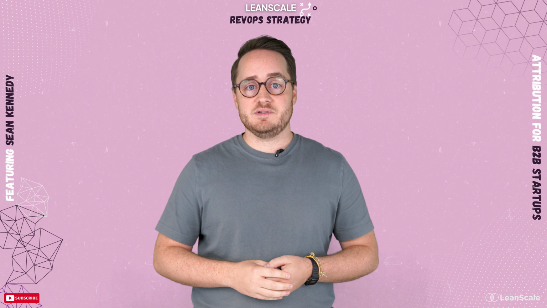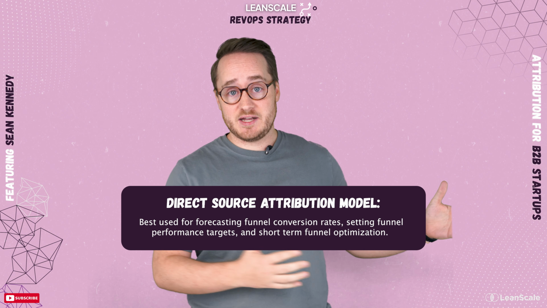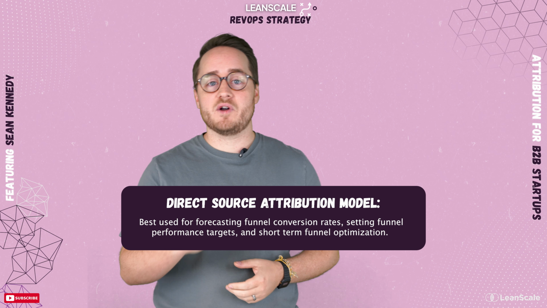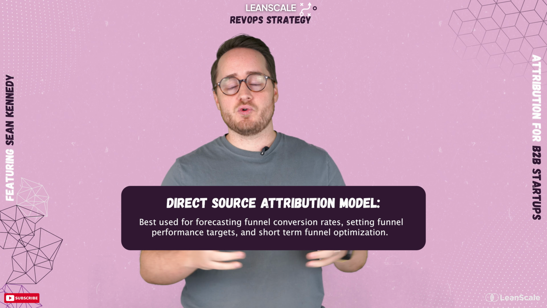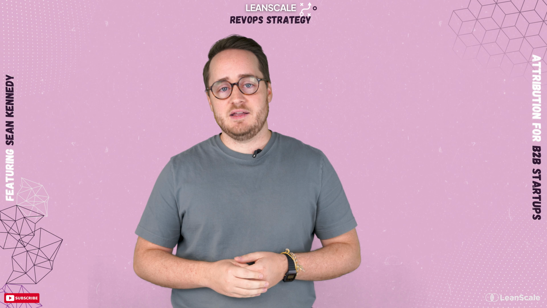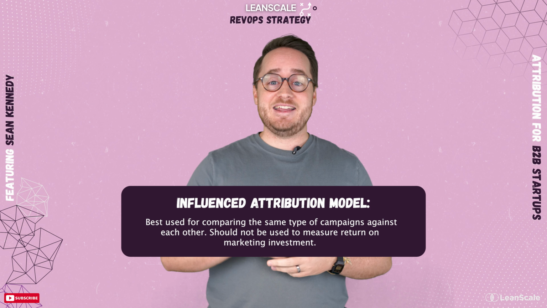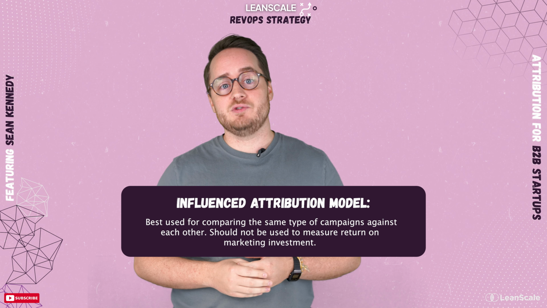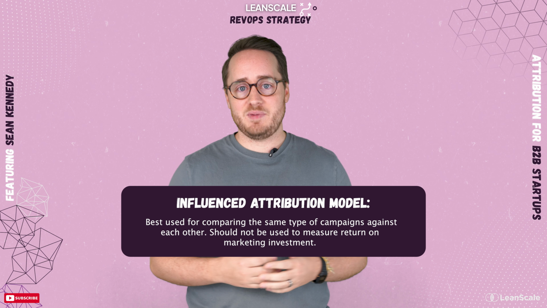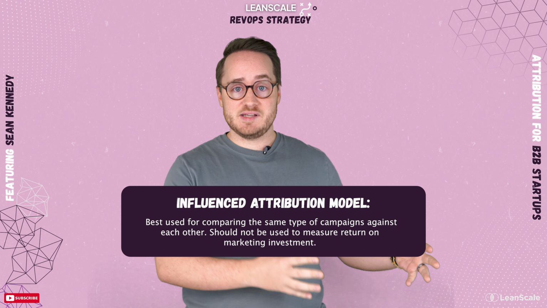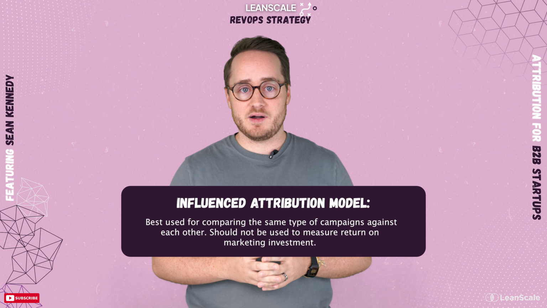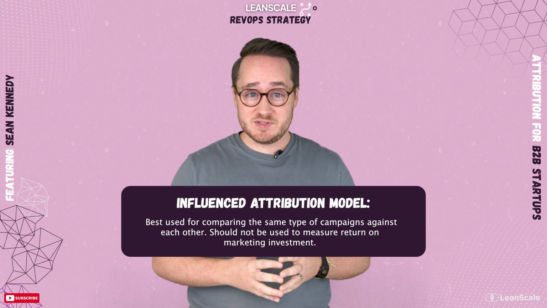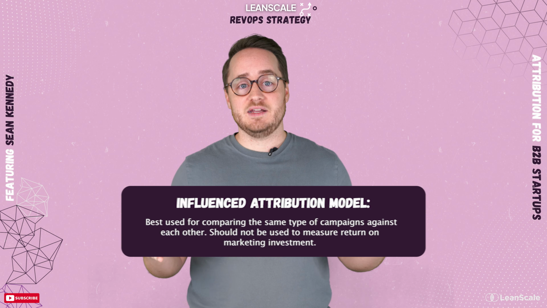For example, data generated by a direct source attribution model is best used for forecasting funnel conversion rates, setting funnel performance targets, and short-term funnel optimization. Data generated by an influence attribution model is best used for comparing the same type of campaigns against each other. For example, comparing the performance of a partner webinar to another partner webinar. But it should not be used to measure return on marketing investment.